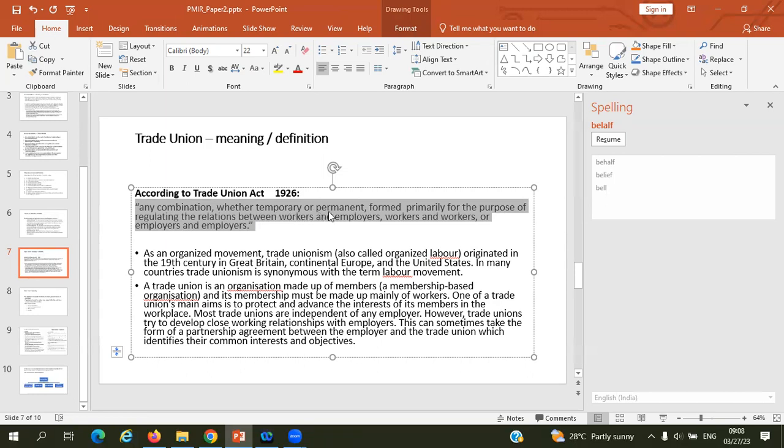Any combination, whether temporary or permanent, formed primarily for the purpose of regulating the relations between workers and employers, workers and workers, which means within the workers, within the employees, or employers and employers, within the employers. This is also an organization as per the definition, formed for the purpose of this.